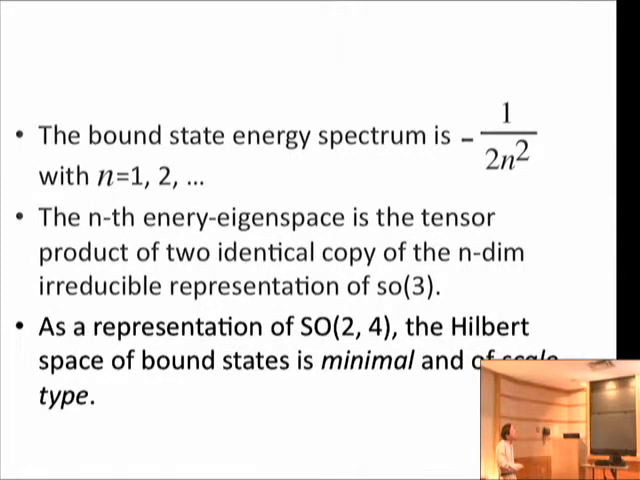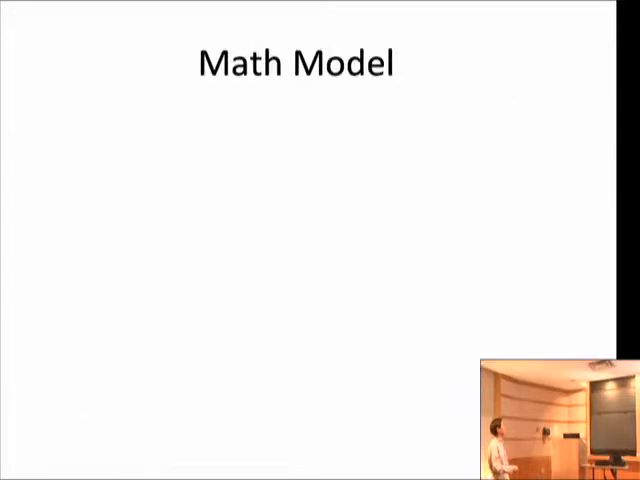Now, as a representation of SO(2,4), the Hilbert space of bound states is of minimal and scalar type. So what do I mean by minimal? In representation theory, people know that this representation is associated with an orbit, a co-adjoint orbit. This co-adjoint orbit has the smallest positive dimension. And what do I mean by scalar type? In physics language, that means the ground state is non-degenerate, okay, not high dimensional. High dimensional is called vector type.